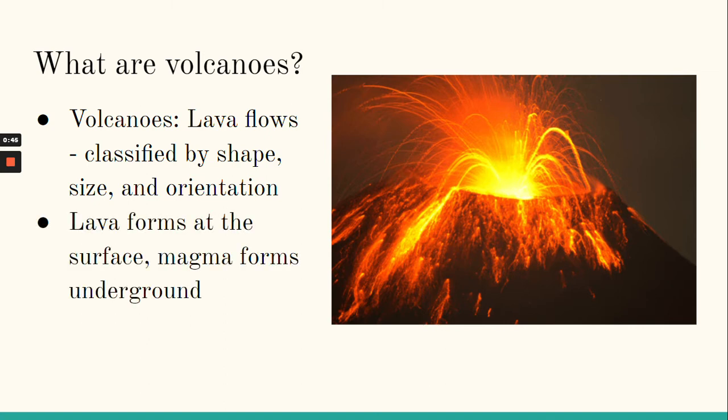Lava forms at the surface, so this is what comes out of volcanoes, and then magma forms underground. This distinction will be important later when we start talking about different kinds of igneous rocks.